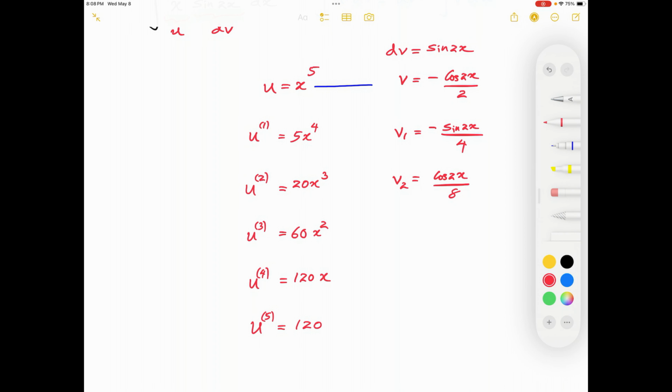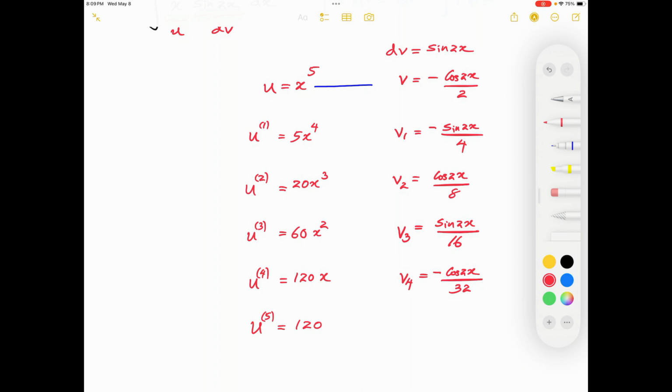I need to obtain the third integral of v, which will be written as v sub 3, which is going to be equal to 1/8 times the integral of cosine 2x, which is equal to 1/8 times sine 2x over 2, which will be simplified to sine 2x divided by 16. We need to integrate it for the fourth time, which will be written as v sub 4, and that's going to be equal to 1/16 times the integral of sine 2x, which is equal to 1/16 times negative cosine 2x divided by 2, which is negative cosine 2x all divided by 32.